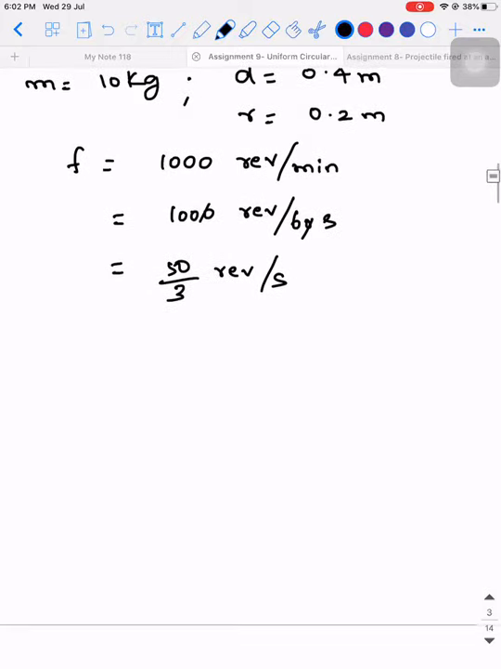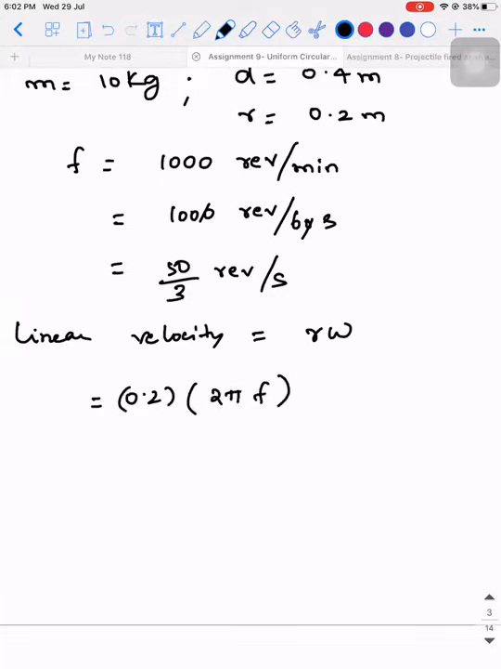What is the formula for linear velocity? Linear velocity is equal to r omega. R is given as 0.2. Omega, can I write it as 2 pi into f, guys? So it will be 0.4 into pi into the value of frequency, which is 50 by 3.